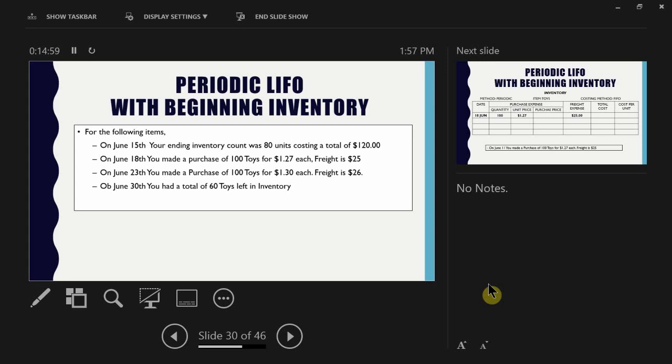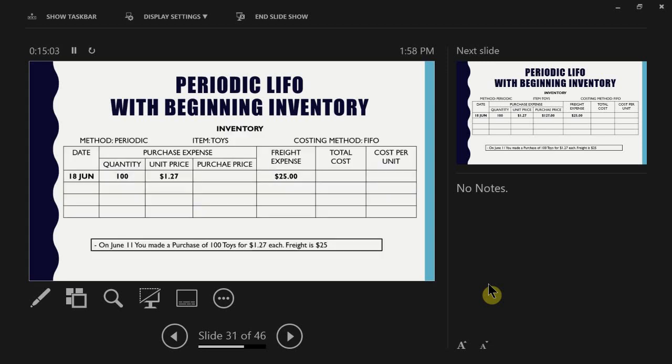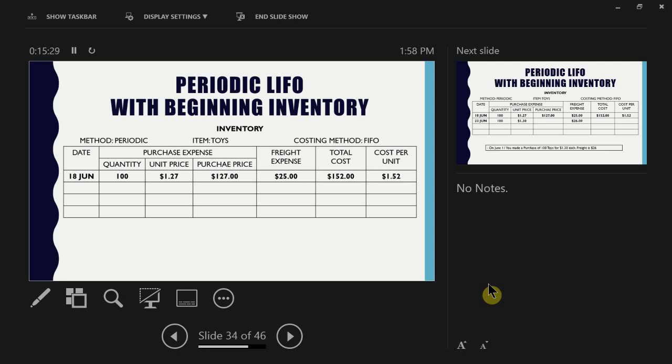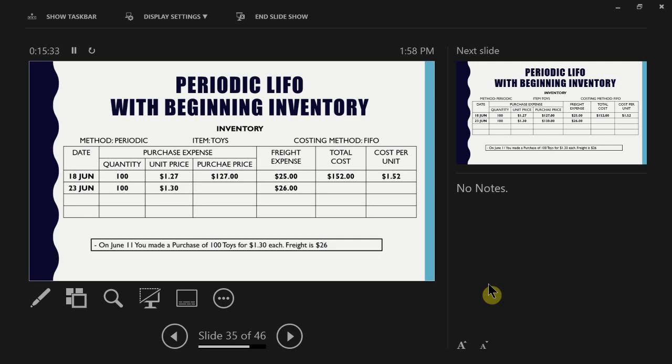So once again, in this context, we made a purchase of 100 more items at $1.27, okay? So here we have a total purchase price of $127 plus the $25 freight to give us a grand total of $152. And then we just divide it to get the cost per item to be $1.52, right? Then we're going to apply the second one, which is on June 21st. I made another purchase of 100 items at $1.30, giving me a grand total of $130. Plus, I have $26 worth of freight, giving me a grand total of $156, all right? Then we're going to take our total cost, divide it by 100 to get a cost per item of $1.56, okay?